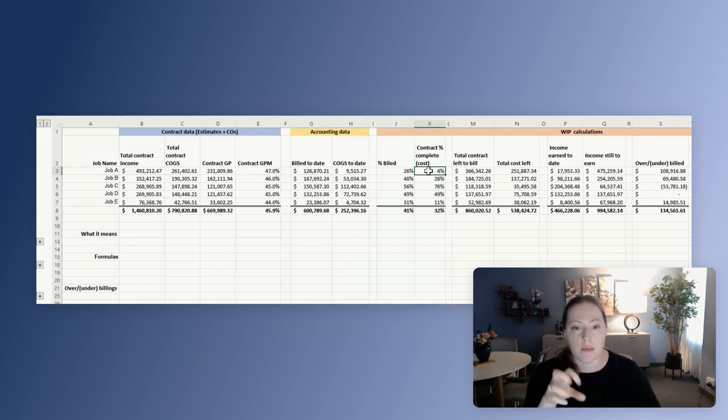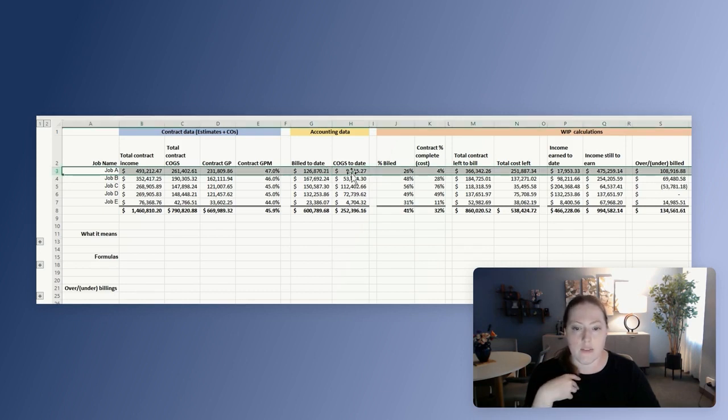So what this really means is how much cost has come through relative to the total contract cost. And in this particular scenario, in job A, it would be $9,500 divided by 261.